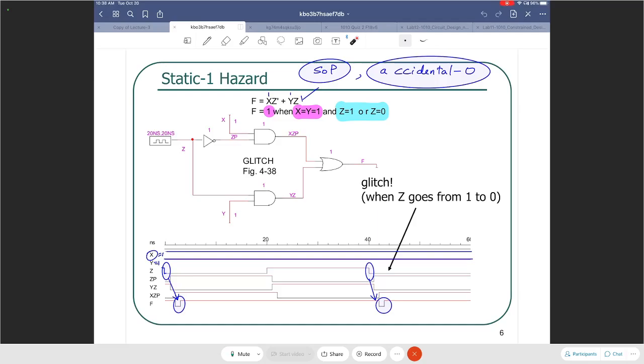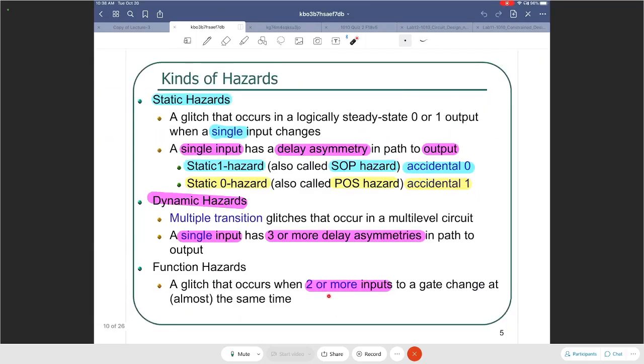But for the function hazard, you look at two or more inputs changing at the same time. So you're not holding anything constant. You may hold one of them constant, but you're changing more than one input at the same time. I hope that clarifies the question.